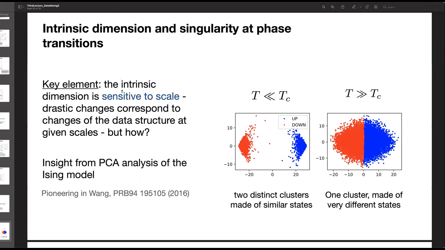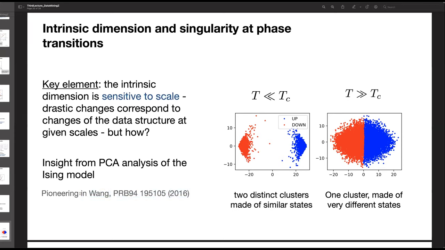As Alex told you, the intrinsic dimension is sensitive to scale. The specific sample that we're using is sampled at a given length scale, so ID is sensitive to changes of the data structure at that scale. How does it do that? It is very hard to understand in general, but let me take a drastic simplification, and instead of looking at the intrinsic dimension, let us perform dimensional reduction with PCA and analyze what the corresponding figures of merit are.